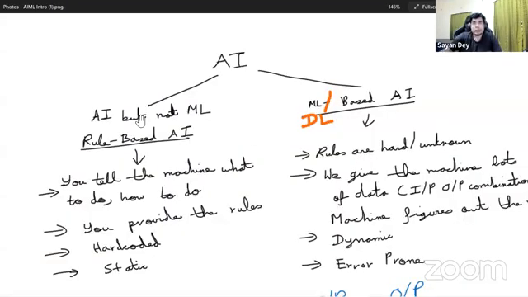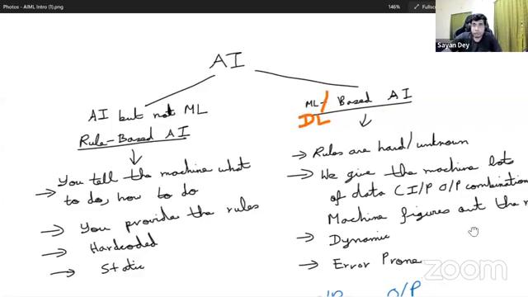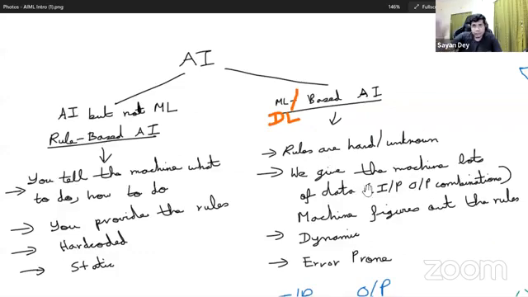That's exactly the inspiration behind machine learning, where we are saying that we don't know the rules. We can't hard code the rules. So we will give the machine lots and lots of data. I will give you lots and lots of input-output combinations, X, Y, X, Y, and you learn the rules because I don't know the rules. That's the crux of what we are trying to do in machine learning.